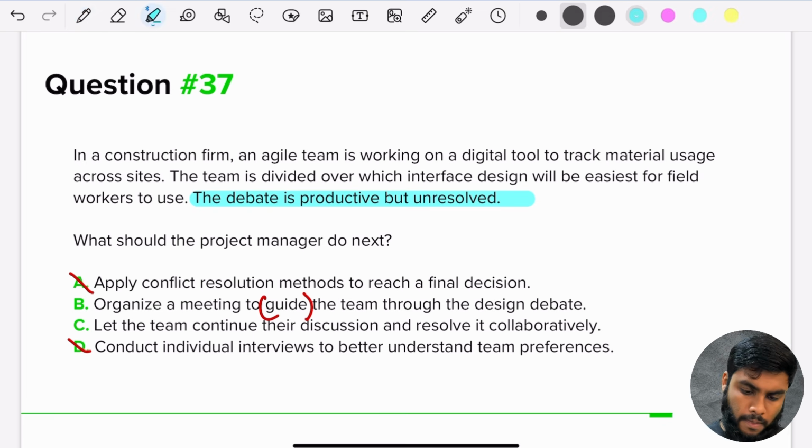Awesome. Okay. So wrong pen. Let us use blue. Guide the team. Awesome.